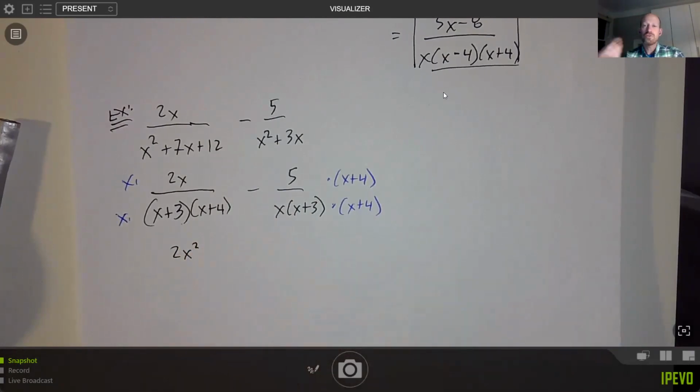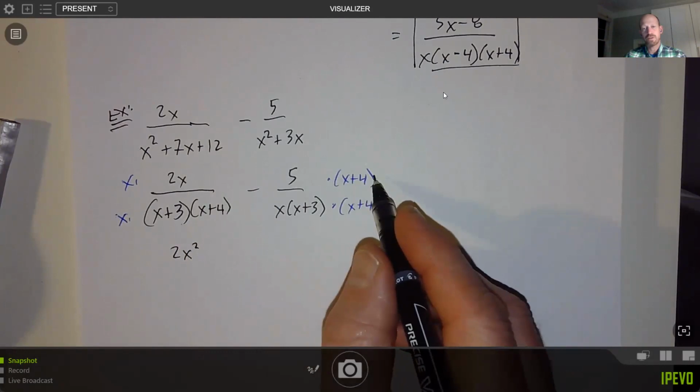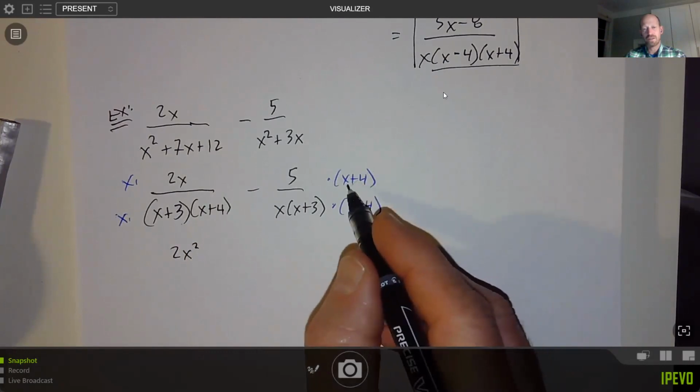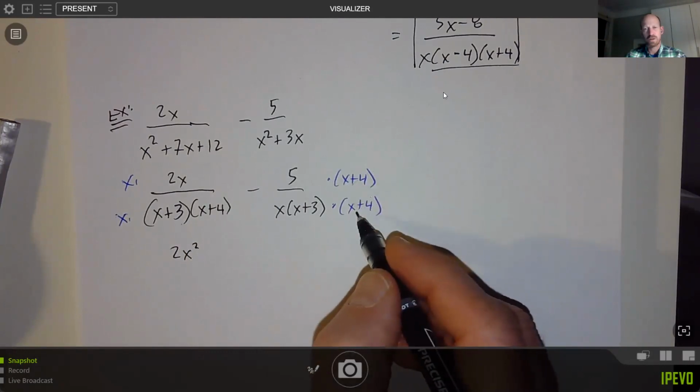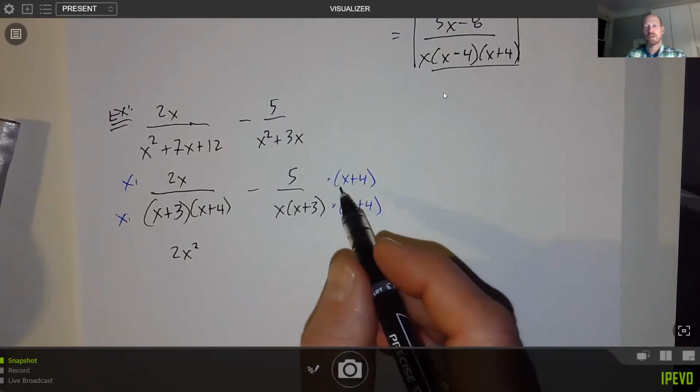I really encourage you to multiply these out right away. If you keep this kind of factored like this, it becomes very tempting to try and cancel this x plus 4 with this x plus 4 down here, which is not what you can do. But we like to avoid temptation. And one way of doing that is multiplying it out.